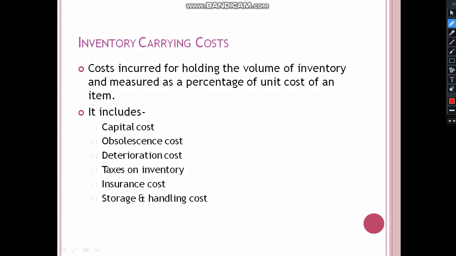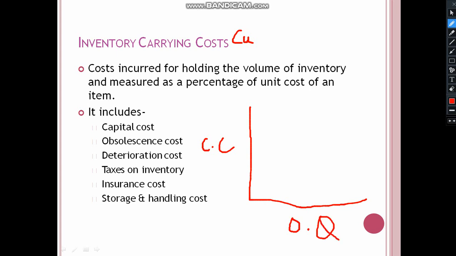If we try to draw a graph for carrying cost, in the same way, on the y-axis we have kept the carrying cost, CC. Now here the carrying cost is denoted by CU. Ordering cost was denoted by C naught, and inventory carrying cost is denoted by CU. And this is the order quantity. Order quantity is the amount of inventory, order quantity OQ.